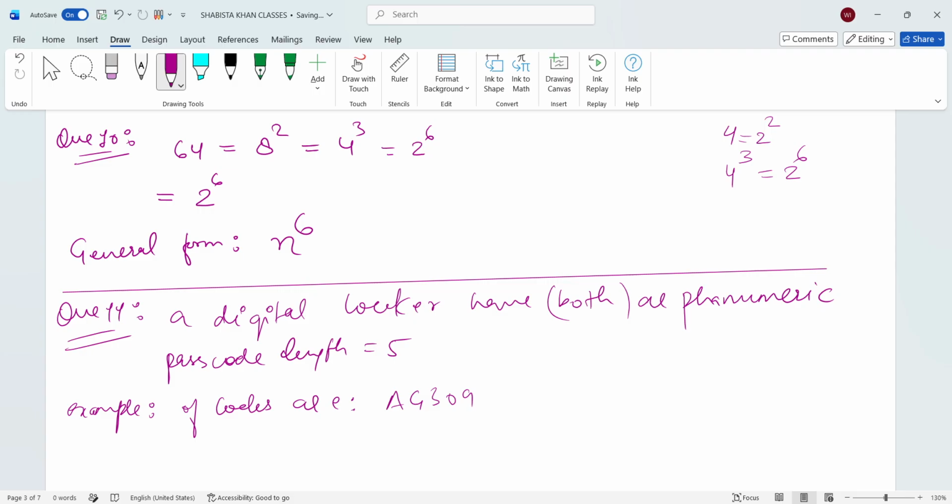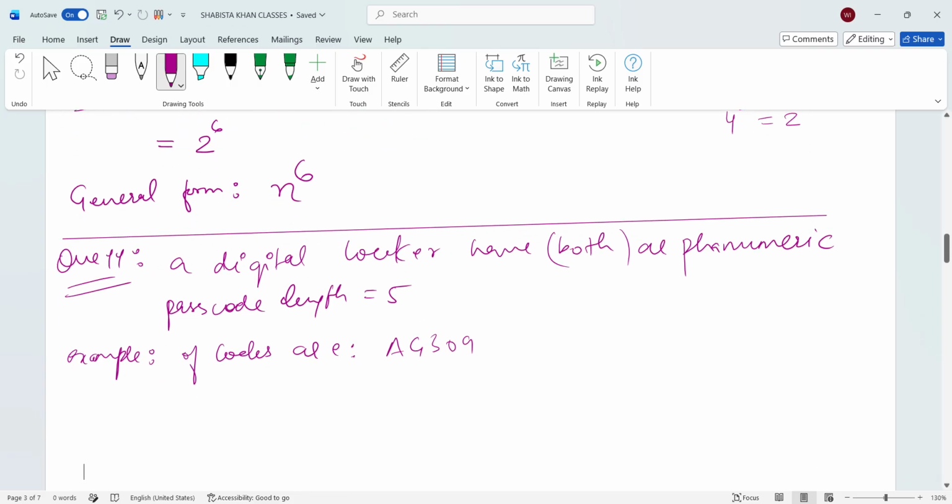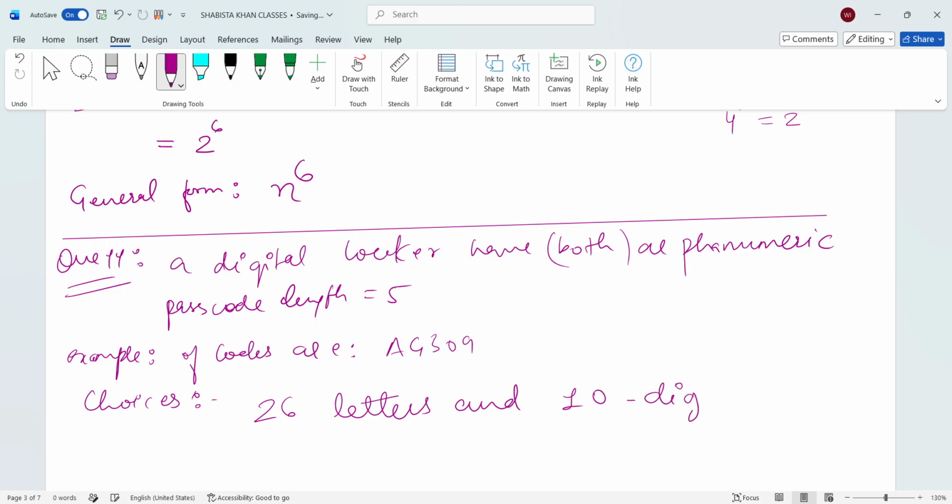ठीक है. सो हम ये देखेंगे कि पासवर्ड की लेंथ कितनी है? 5 है. पासवर्ड की लेंथ 5 है. हमारे पास चॉइसेस क्या है ये देख लेते हैं. व्हाट आर चॉइसेस वी हैव? चॉइसेस में हमारे पास 26 लेटर्स हैं एंड कितनी डिजिट्स हैं? हाउ मेनी डिजिट्स? इन्फिनिट डिजिट्स हैं. डिजिट्स सिर्फ 10 होती हैं, 0 to 9.